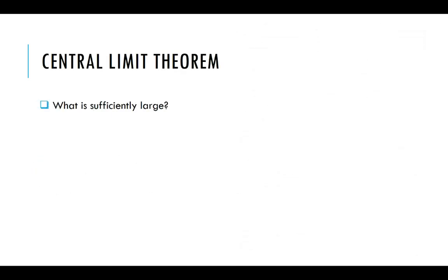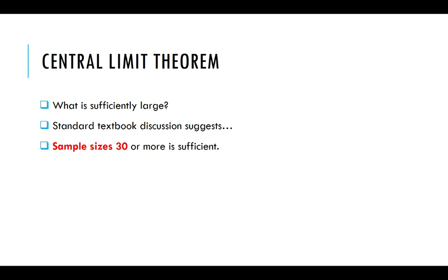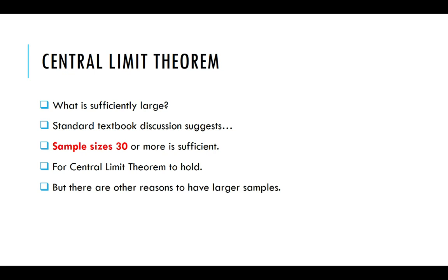Now, we talked about just a second ago, if samples are sufficiently large. So what do we mean by that? What is sufficiently large? The standard textbook discussion generally suggests sample sizes of 30 or more. If we have samples of 30 or more, then it's suggested that the central limit theorem holds. But keep in mind, there are other reasons to have larger samples, right? And we've talked a little bit about this already.